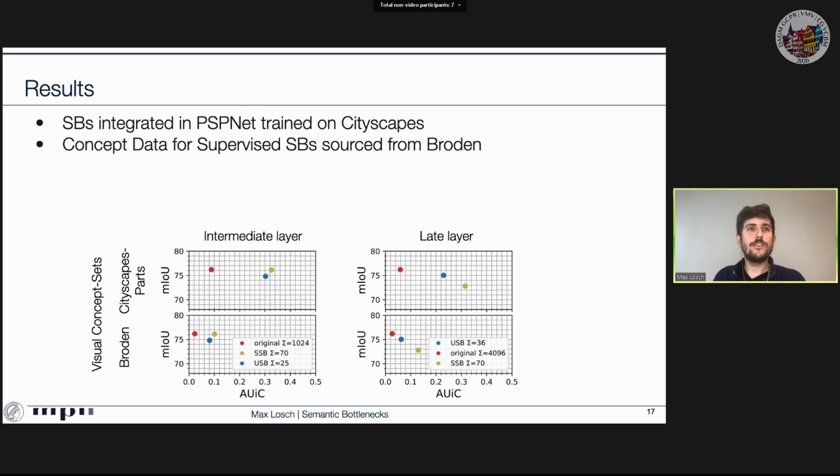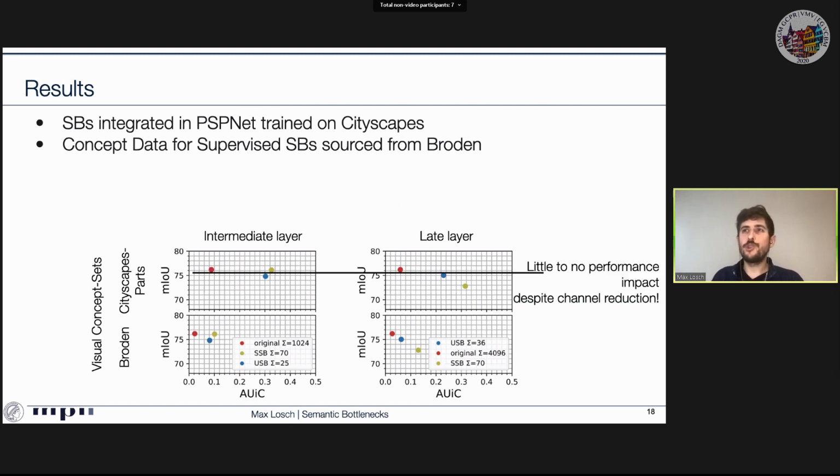Each of these two-dimensional plots shows on the y-axis the mean IOU, which is the classification performance of the PSPNets on Cityscapes. On the x-axis we have the AUIC, our interpretability performance. The first thing I want to note is that the original representations, the red dots, have 1,024 or 4,096 channels respectively, and our SSBs and USBs put them way below 100. Even for the late layer, we have 36 channels with respect to 4,096.